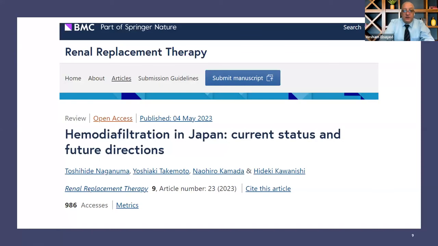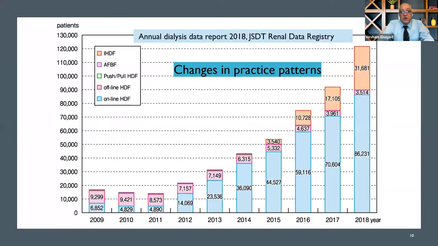What about hemodiafiltration in Japan? It's grossly increasing over the years. The number of patients going for hemodiafiltration in Japan is increasing a lot. If you look at 2009 and now 2018 and beyond, you can find that the majority of patients are doing hemodiafiltration.